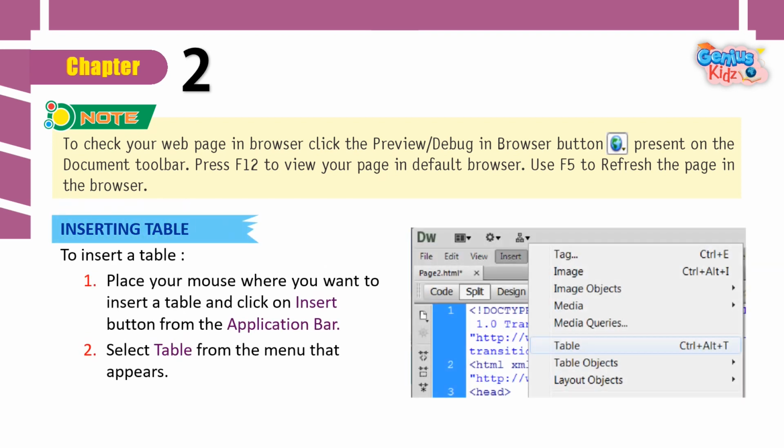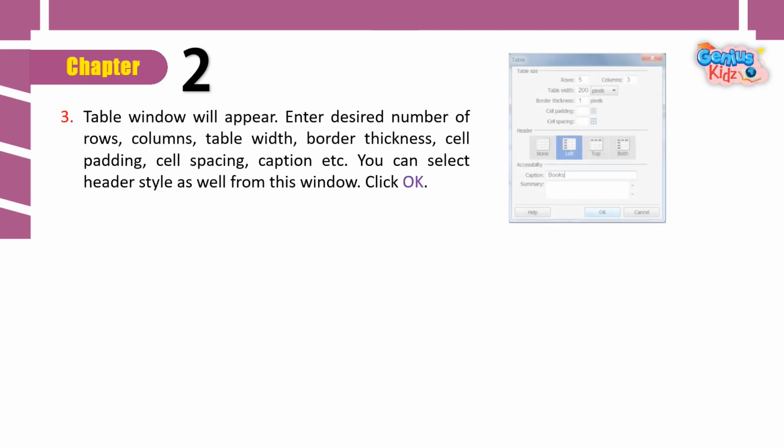Inserting table. To insert a table, 1. Place your mouse where you want to insert a table and click on the Insert button from the application bar. 2. Select Table from the menu that appears. 3. Table window will appear. Enter the desired number of rows, columns, table width, border thickness, cell padding, cell spacing, caption, etc. You can select header style as well from this window. Click OK.